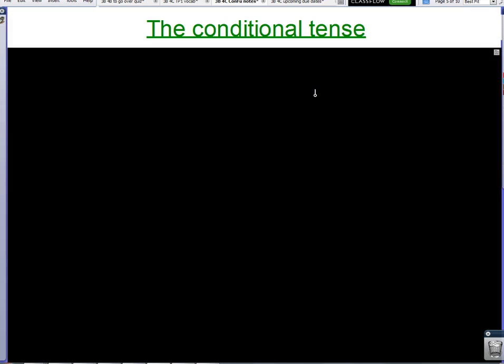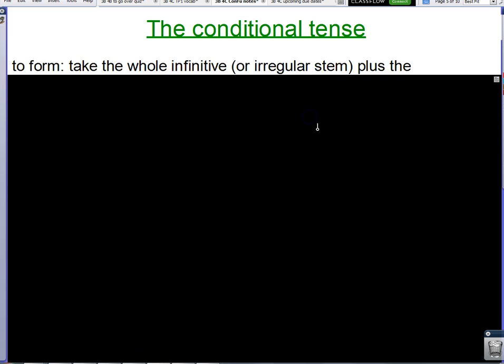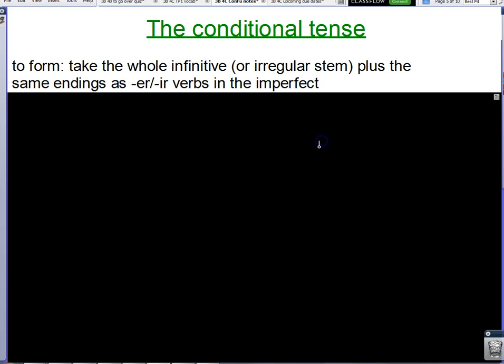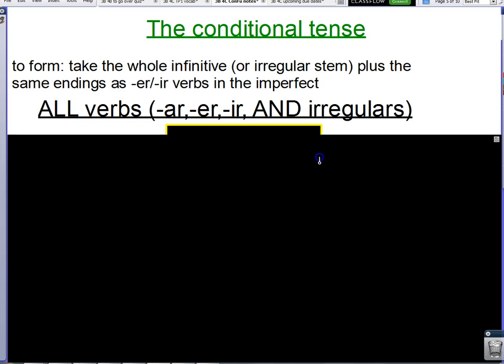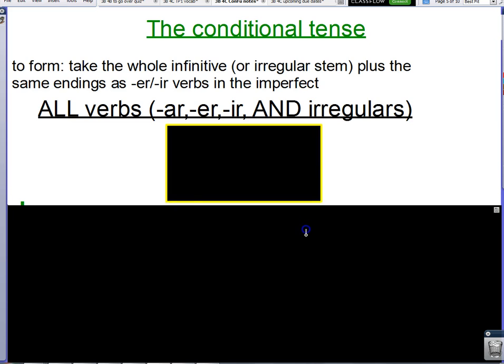All right, finally, the conditional tense. To form it, you take the whole darn infinitive, or the irregular stem, plus the same endings as ER and IR verbs in the imperfect. Because you guys are verb quiz professionals at this point, I'm sure that you can fill in all of the endings for ER, IR verbs in the imperfect. Or you can consult some of your resources, but I would expect to see that chart here when I check your notes.